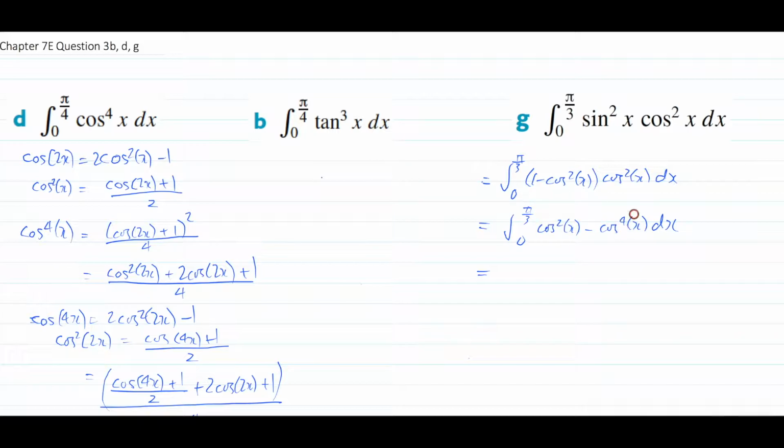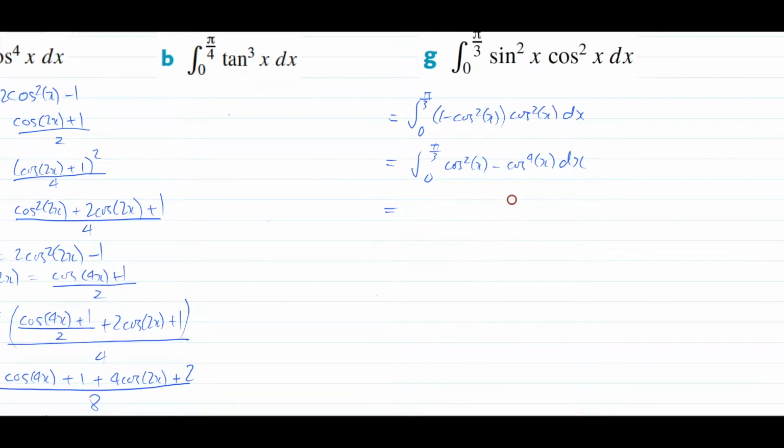This is an even minus an even. You can just separate them out, okay? So if you want to write this function in terms of two integrals, you have the integral from 0 to pi on 3 of cos square of x dx minus the integral from 0 to pi on 3 as your definite integrals, and then your cos is now to the power 4 of x dx. And yes, this would have been very long had I not done the first part.